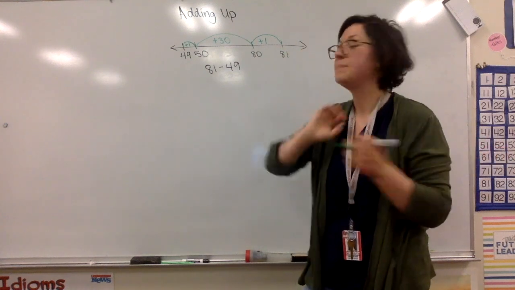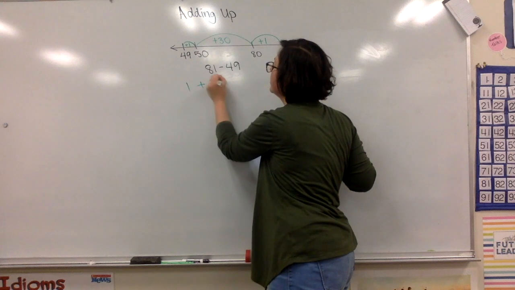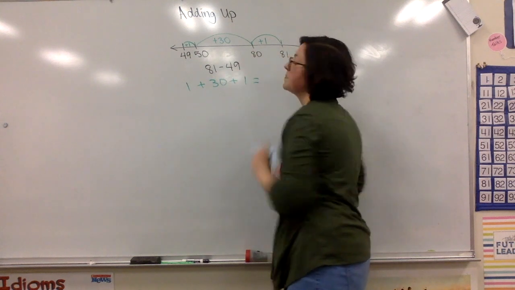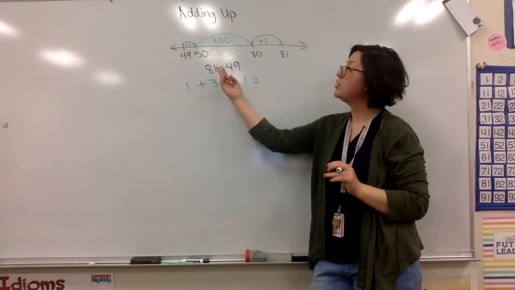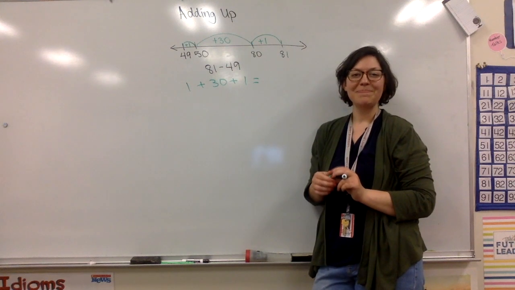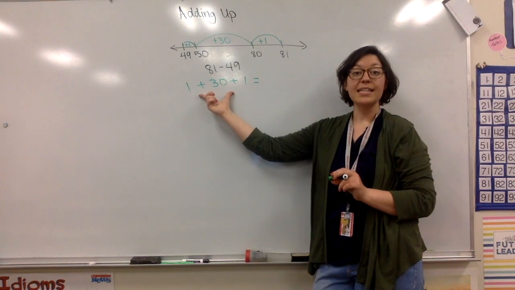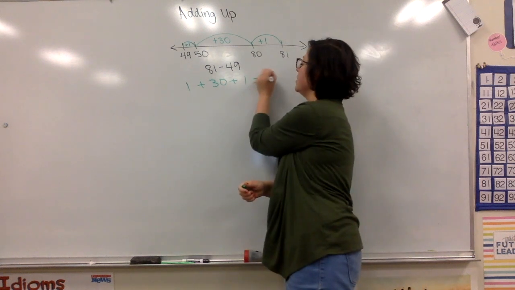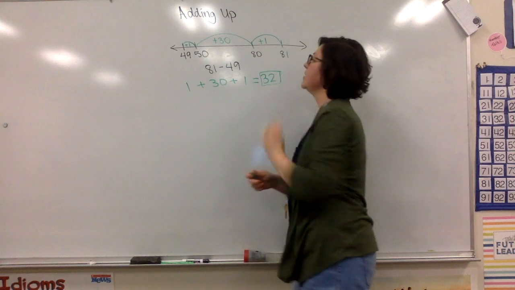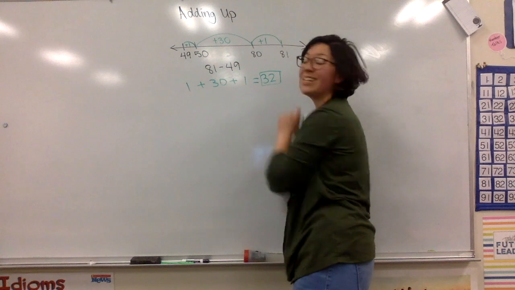So let's add them together. We have 1 plus 30 plus 1. That will give us the difference between these two numbers. So add it up, put the math on your paper. This equals 32. That is my answer, okay? So the distance between 49 and 81 is 32.